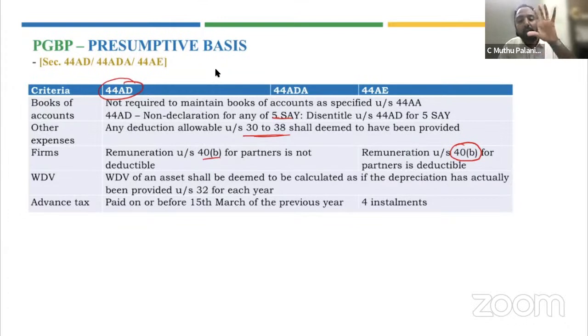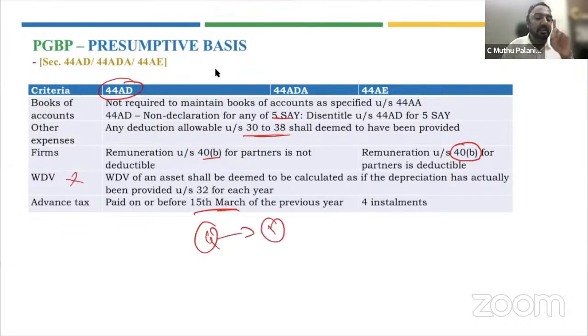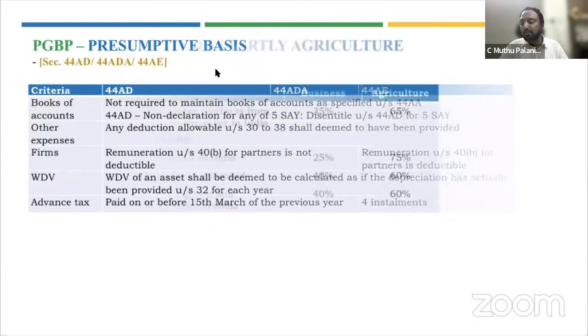For 44AE alone, apart from that 7,500 per vehicle or 1,000 per ton, I will also provide partnership remuneration. And for assets, I'm not going to take depreciation. Since I'm doing it on a presumptive basis, I can always keep a separate register where I calculate WDV, as if I have provided depreciation. And advance tax for 44AD and ADA: advance tax is totally 4 installments, but for 44AD and ADA, I have to pay only one installment. For 44AE, there are no exceptions. You have to pay all the 4.